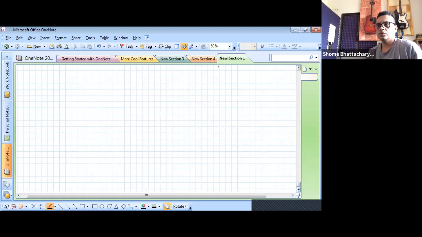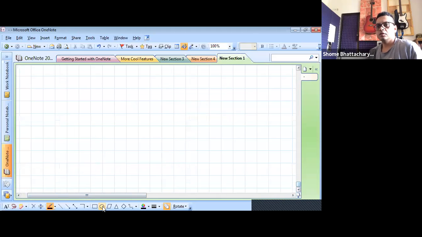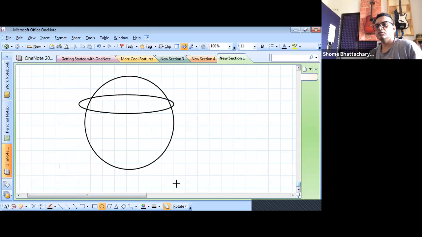Okay, so the next question is from Prayush, and that is something like this, that we have a hemispherical bowl kind of thing.